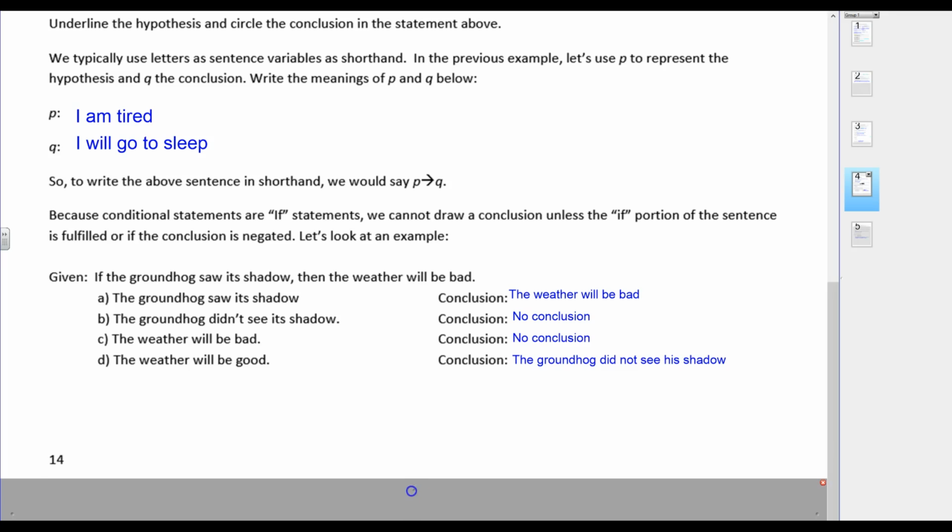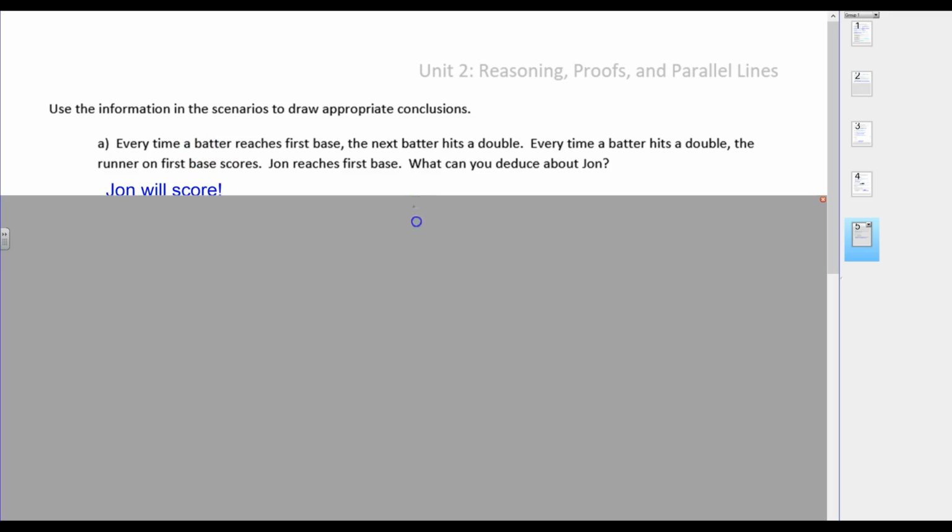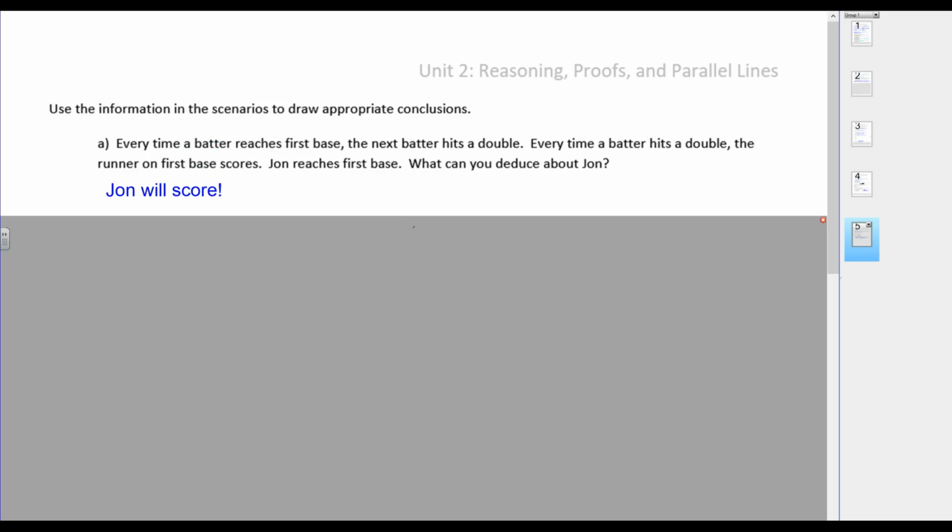So, moving right along. Let's use information here in the scenarios below to draw some appropriate conclusions. Every time a batter reaches first base, the next batter hits a double. Every time the batter hits a double, the runner on first base scores. John reaches first base. What can you deduce about John? Well, this is one of those chain reaction examples again, where John reaches first base, therefore the next batter hits a double, therefore the runner on first base scores, so we can conclude that John will score.